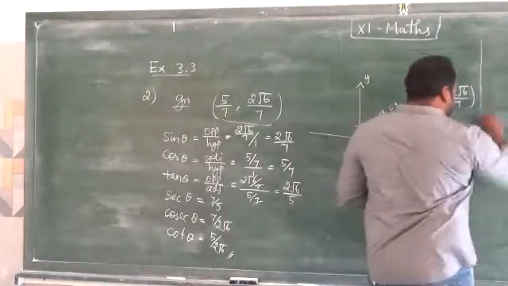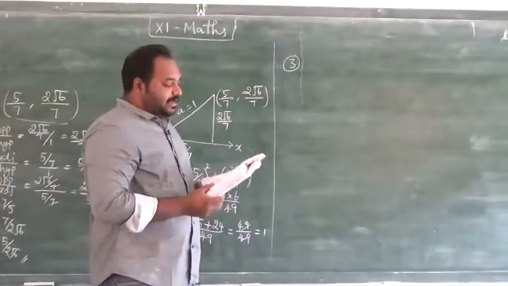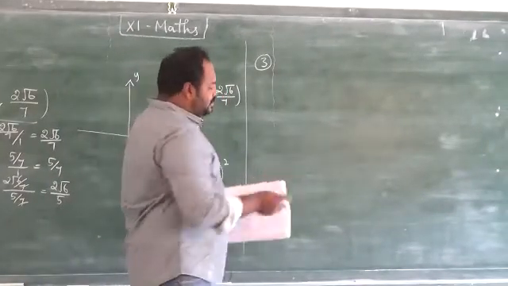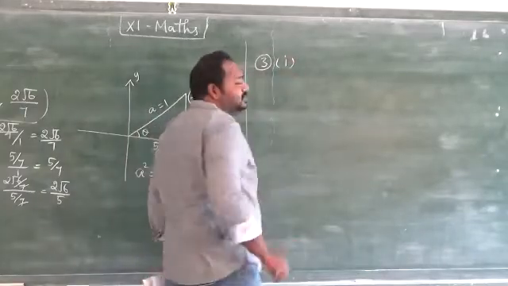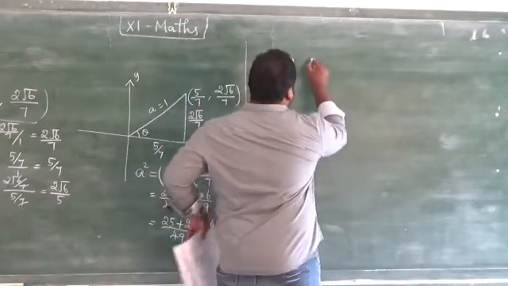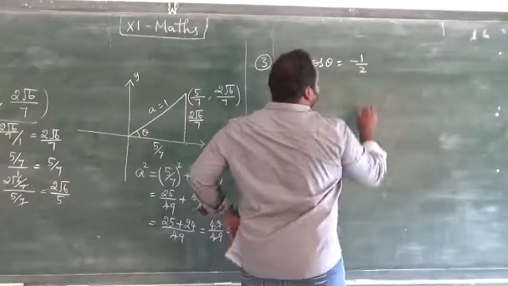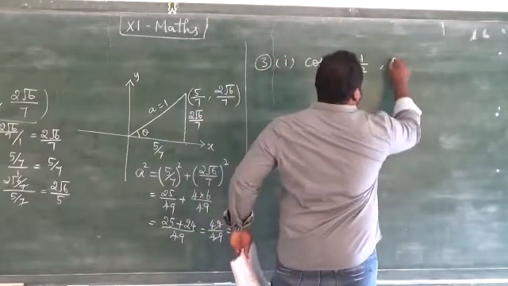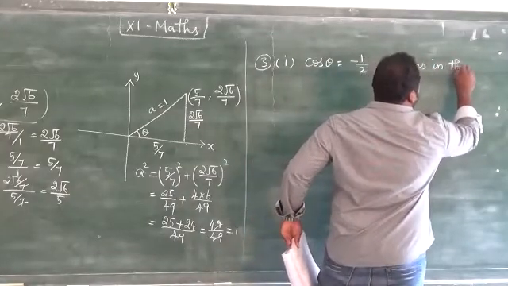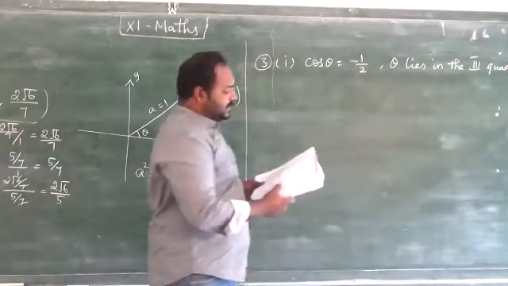Next question number 3. Listen to the question properly. Find the values of 5 trigonometry functions for the following. Here one trigonometry function is given. Using this I am going to find the remaining 5 trigonometry values. So the first one is cos theta equal to minus 1 by 2, where theta lies in the third quadrant.